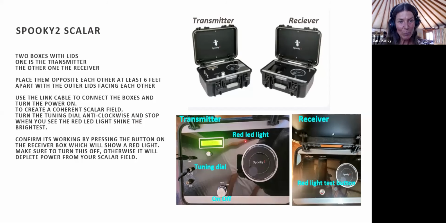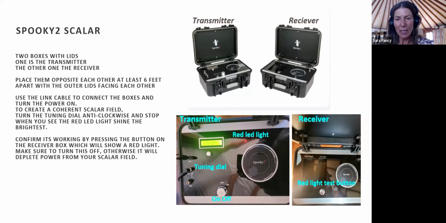Use the link cable to connect the boxes and turn the power on. To create a coherent scalar field, turn the tuning dial anti-clockwise and stop when you see the red light shine the brightest. Okay, so that's how you tune it. The transmitter here down on the left, it has a tuning dial. You can see it. I wrote tuning dial on it. And you just turn that to the left.